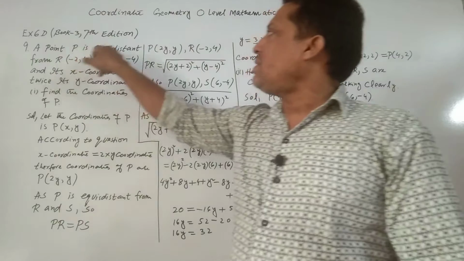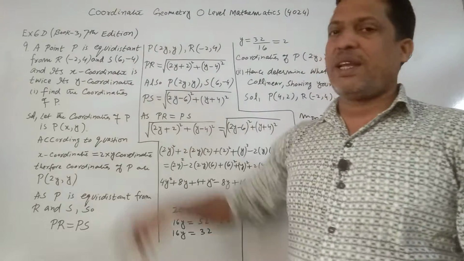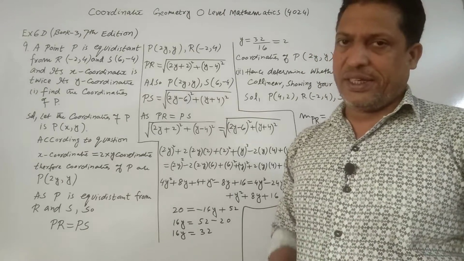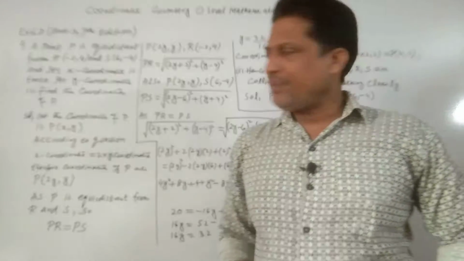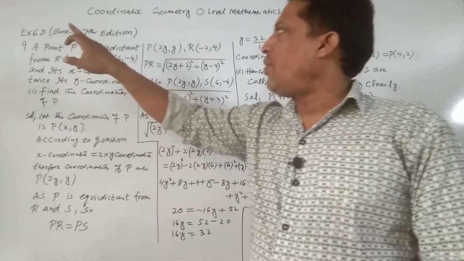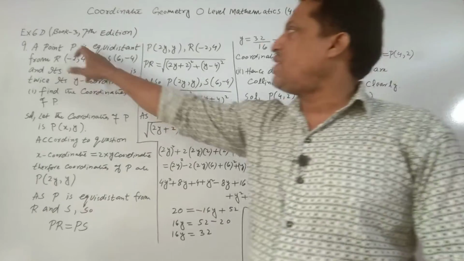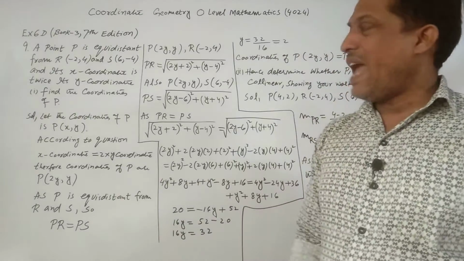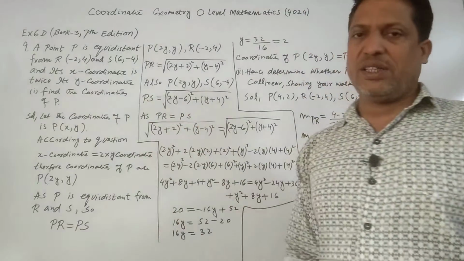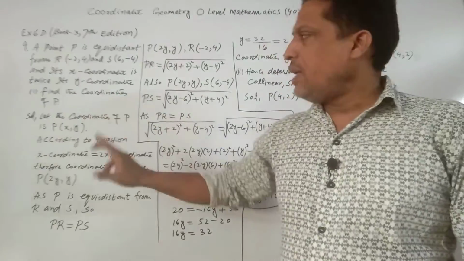A point P is equidistant from R(-2, 4) and S(6, -4) and its x coordinate is twice its y coordinate. What is given? A point P which is equidistant, meaning the same distance from R and S, and its x coordinate is twice its y coordinate. What does it mean? Find the coordinates of P.